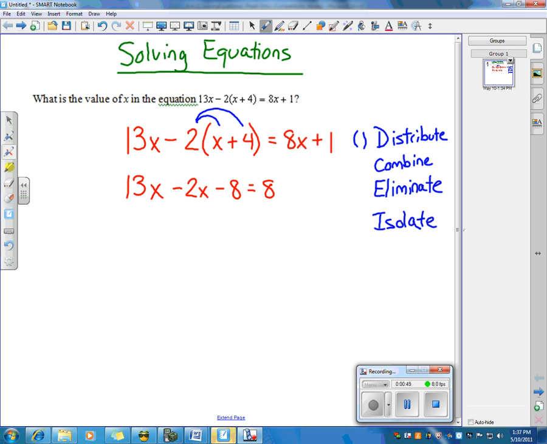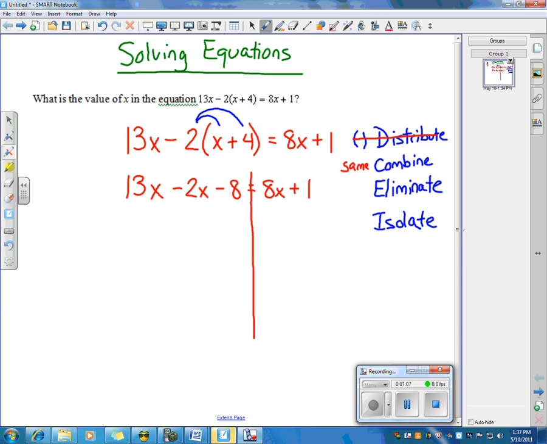This equals 8x plus 1. Nothing happened over there. So, we got our distributing done. All our parentheses are accounted for. Now, we have to combine. And when we combine, it's on the same side of the equal sign. So I'm going to put my line down here just to kind of divide it up.